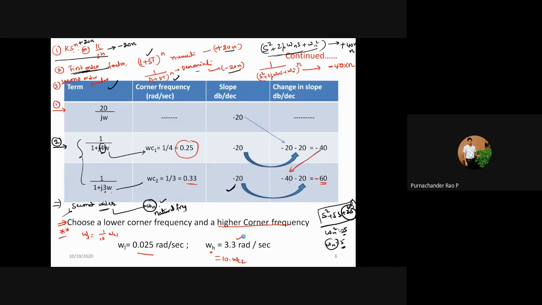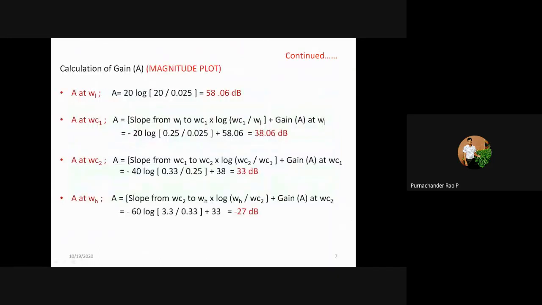Okay, so we are ready with omega L. Omega L is equal to 0.025. Omega C1 is equal to 0.25 and omega C2 is equal to 0.33 and omega H is equal to 3.3. So we need the magnitudes at these particular frequencies.